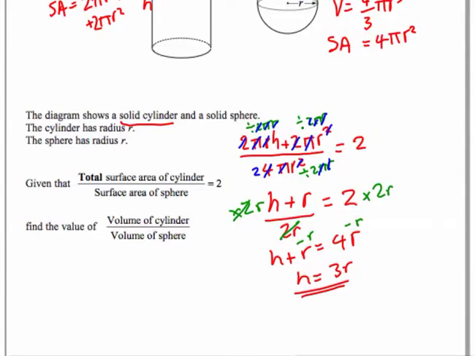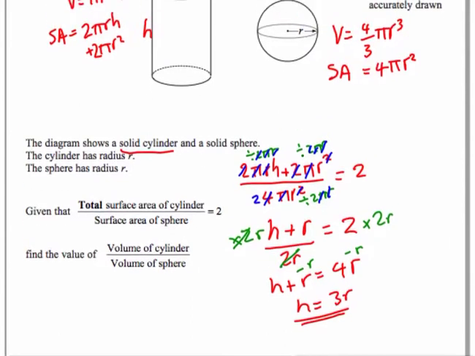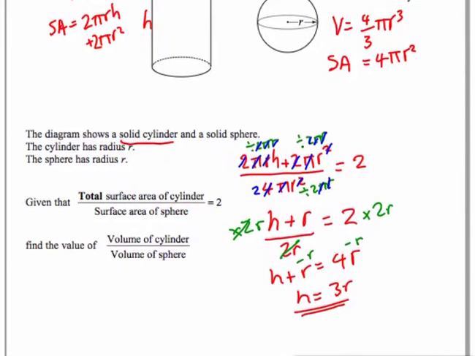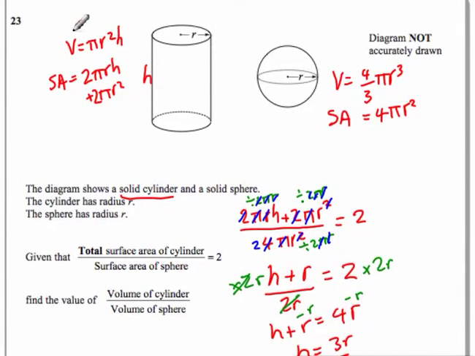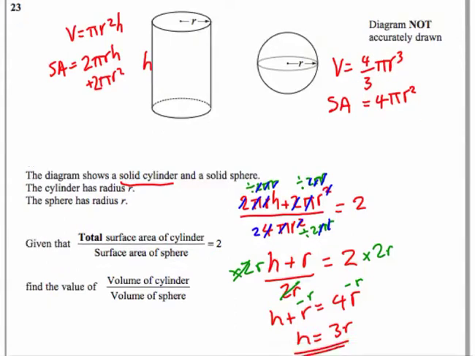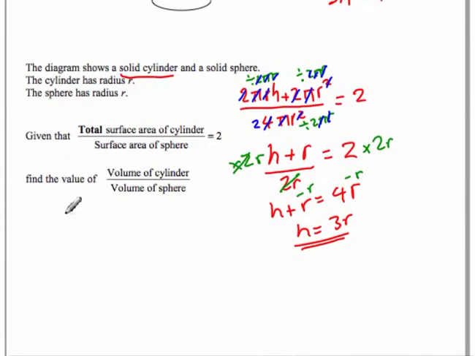Now let's have a look at the volumes then. We're after the volume of the cylinder divided by the volume of the sphere. The volume of the cylinder is pi r squared h, which is divided by the volume of the sphere, which is 4/3 pi r cubed. So let's just write that down. Right. Now straight away, again, we can see that we've got things cancelling.